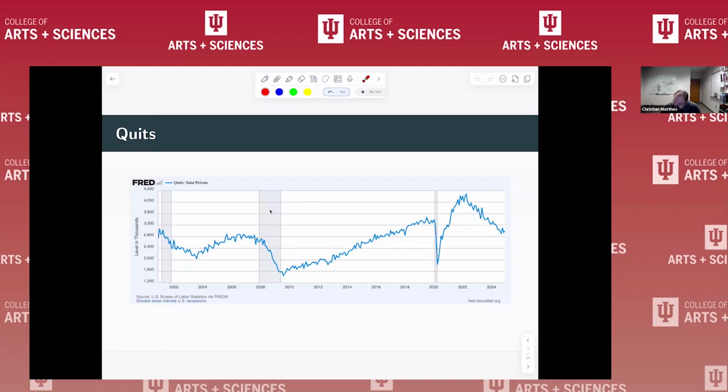Overall, we see currently quits are relatively high compared to the historical average. That again tells us US labor markets seem to be doing reasonably well. Quits have come down somewhat, so there might be some cooling in the labor market, but still, compared to the historical data we have, things seem to be going well.